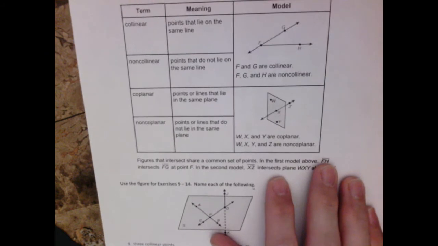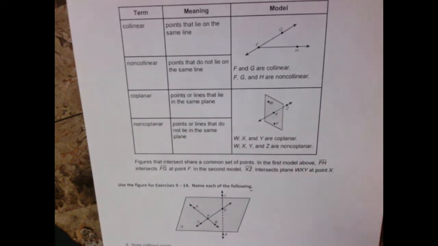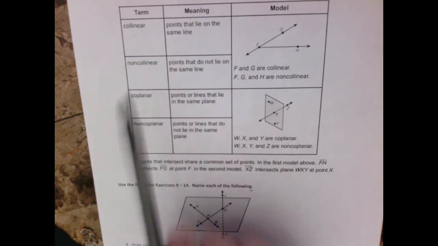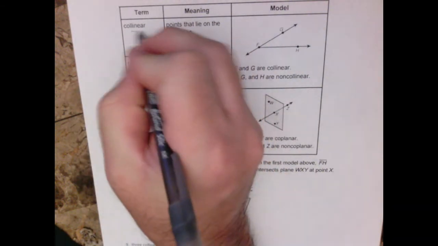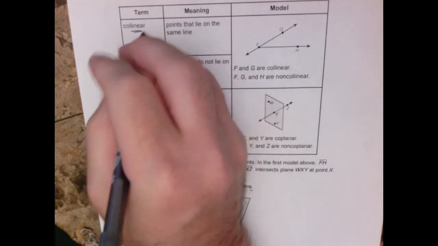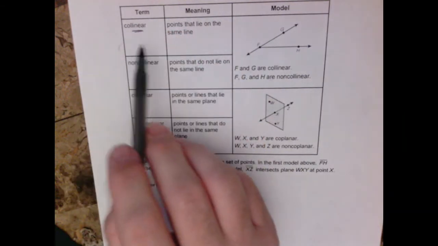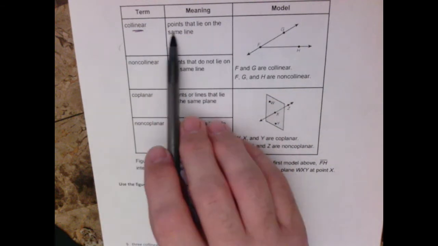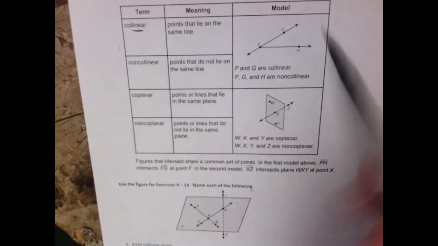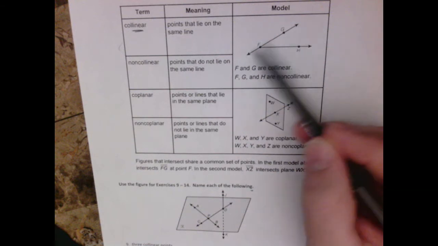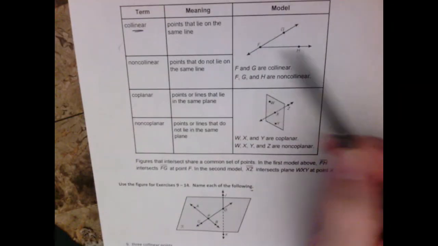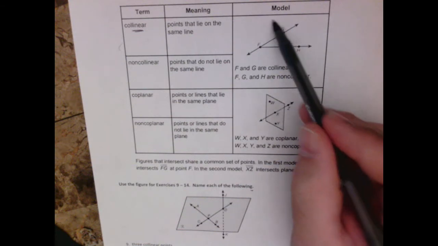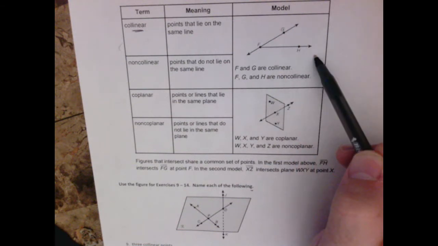All right. So a couple of more terms here that we just want to cover are collinear and noncollinear, and they mean exactly what they sound like. If you think of the word linear, you think of like a line. Collinear just means on the same line. So if you have any points that are lying on the same line, we call them collinear. So F and G are collinear. F and H are collinear. Technically, G and H are collinear as well. It's just we didn't draw that particular line.